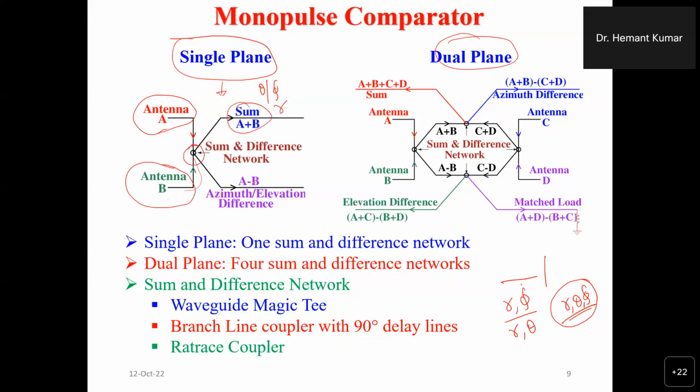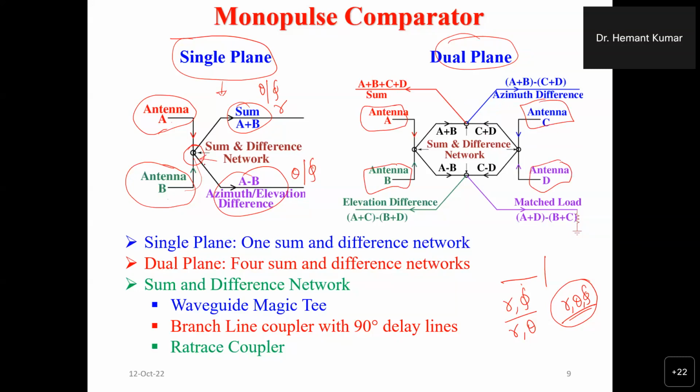Sum will give you the value of r, and the difference will give you the azimuth value theta, or it will give you the phi value. But this is for the single plane. For dual plane, we need four antennas: antenna A, antenna B, antenna C, antenna D. And to calculate the sum and the azimuth difference, elevation difference, we will require four sum and difference networks.